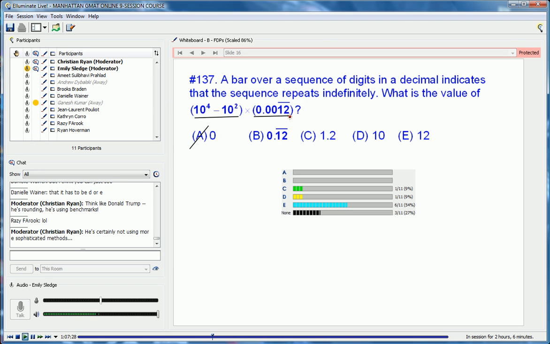And I want everybody to respond. So I'm going to change the chat so it goes just to us. Type in what your first step was.